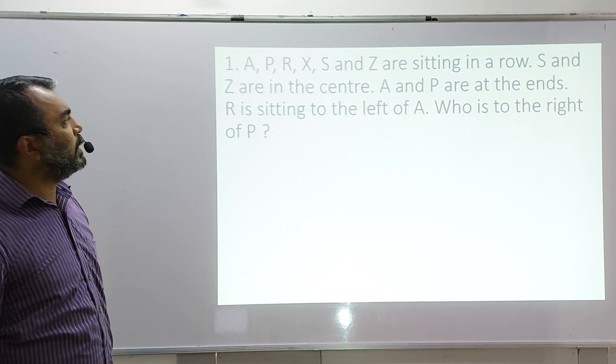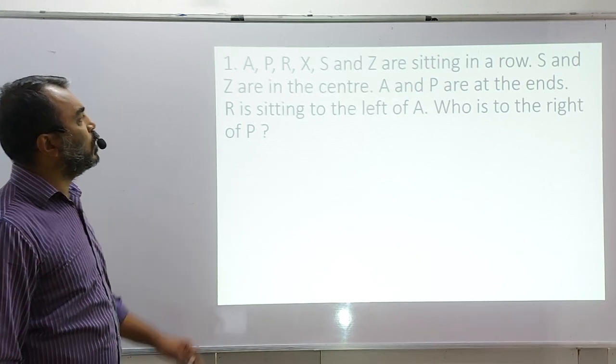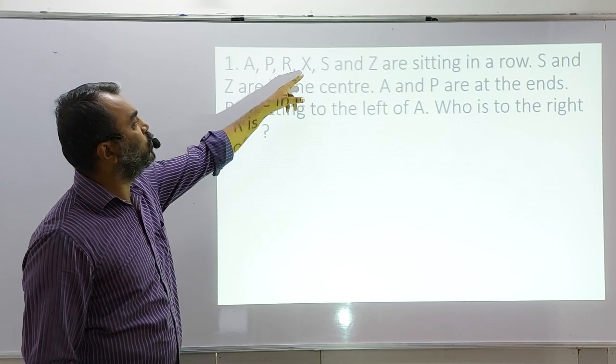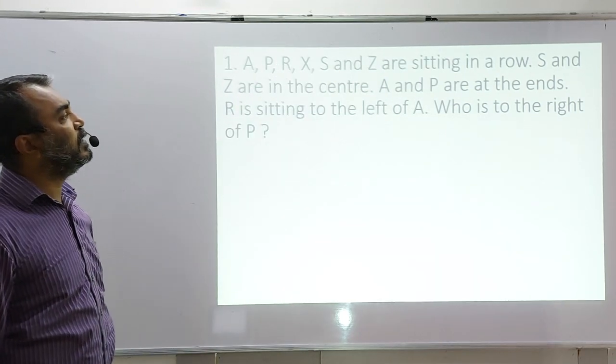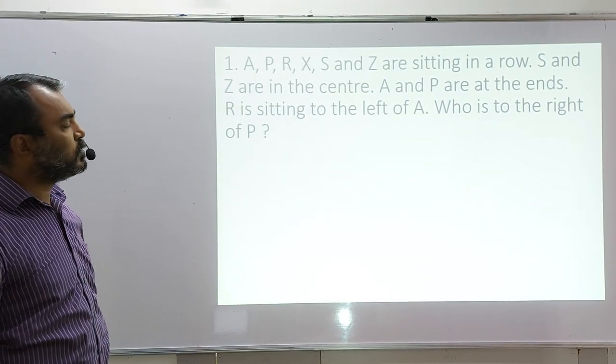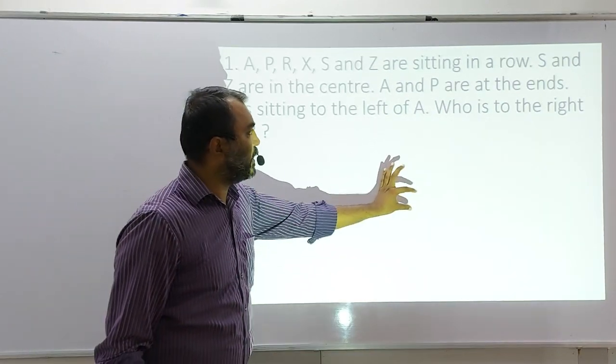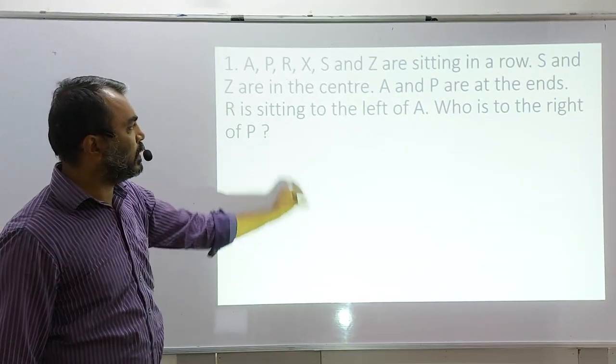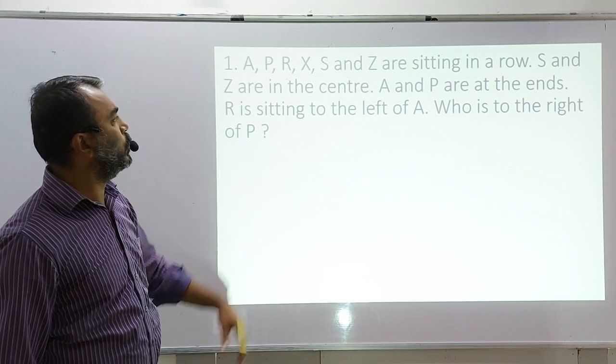The question is: A, P, R, S, X and Z. So how many people are there? 1, 2, 3, 4, 5 and 6 are sitting in a row. So what does a row mean? Row means a straight line, a vertical or horizontal line. They are sitting in a row.